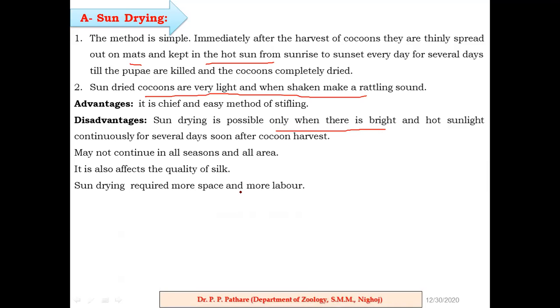Next disadvantage, sun drying requires more space and more labor. If you want to dry your cocoon in a large quantity, a farmer requires open space for spreading the cocoon, and this work will be performed by n number of laborers. So this method requires more labor and more space.